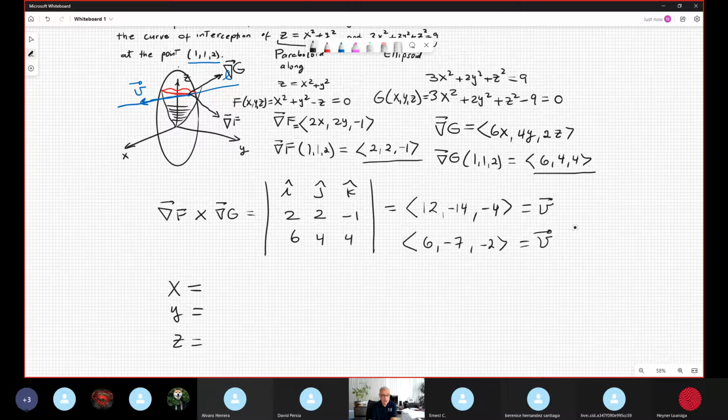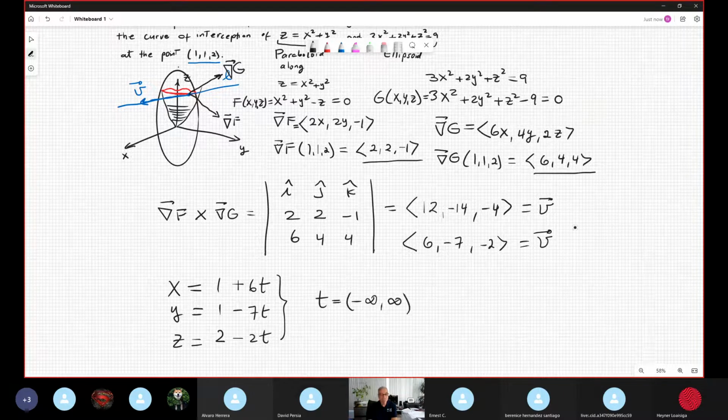Okay, the point is given at the beginning, 1, 1, 2. Remember the information that we need to define the line: we need the point, and we need the direction vector. Direction vector is 6, negative 7, negative 2. Done. And who is t? t is a parameter from negative infinity to positive infinity because it's an infinite line.